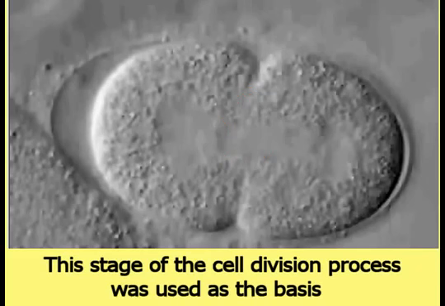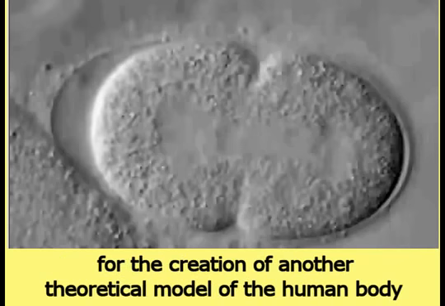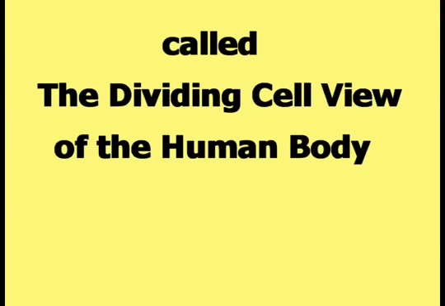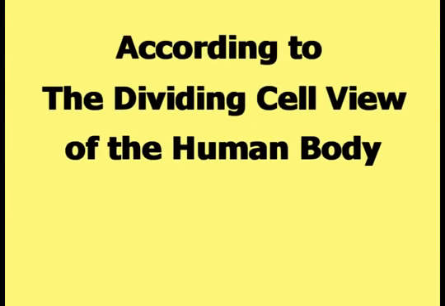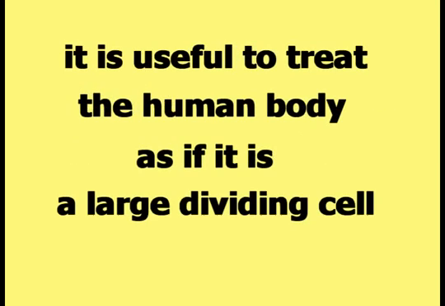This picture shows one stage of the cell division process when the two new cells are still partially connected to each other. This stage of the cell division process was used as the basis for the creation of another theoretical model of the human body called the dividing cell view of the human body. According to the dividing cell view of the human body, it is useful to treat the human body as if it is a large dividing cell, located as shown in this picture.